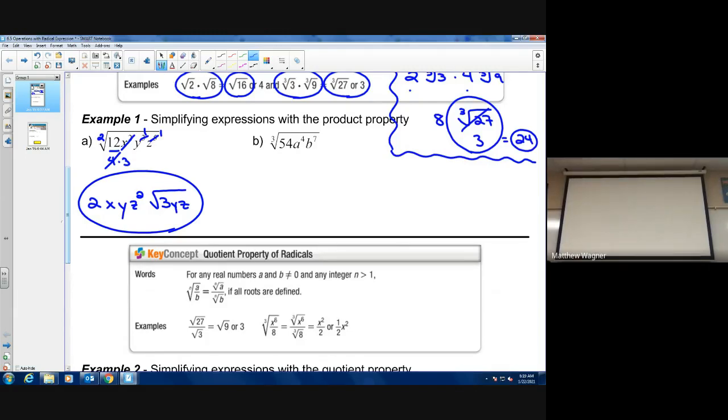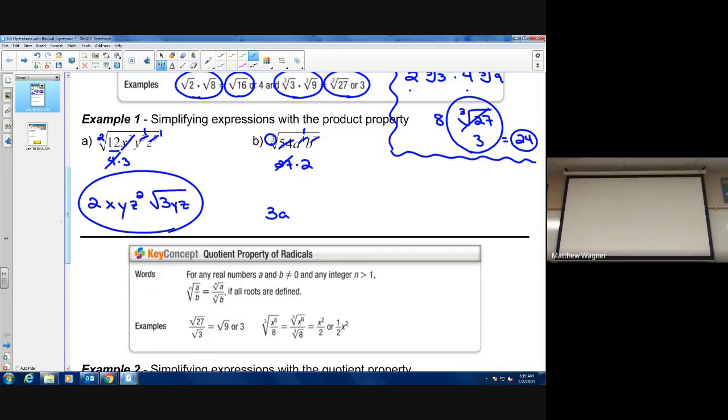All right, moving ahead to B, thinking that same idea. We're thinking about perfect cube factors now. Our index is 3. So I have 27 and 2 is going to be 54. So the cube root of 27, we can take out, that's going to be a 3. I can take out one group of 3 from the 8. 4 divided by 3 is 1, with 1 remaining.